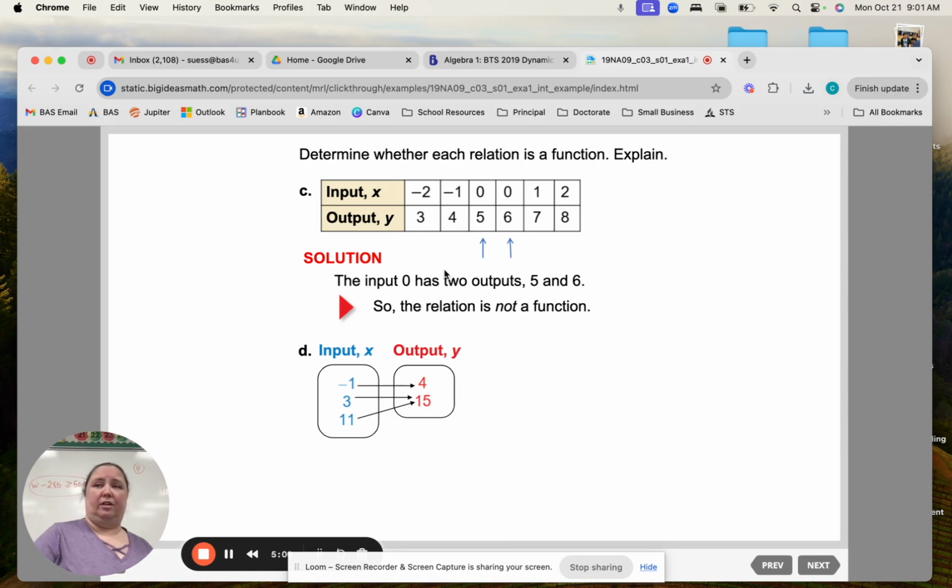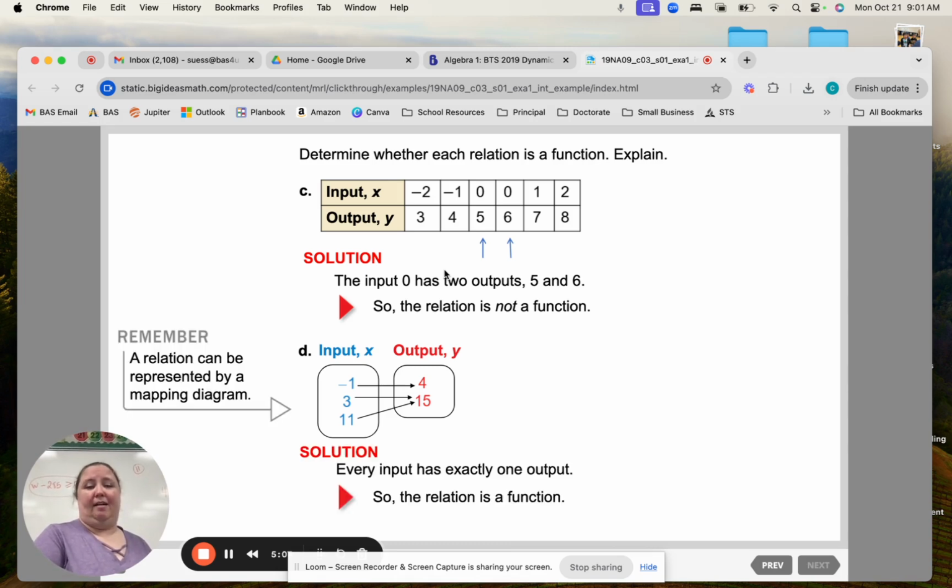Would this be considered a function? Yes, because of what I just told you. You can have one output equaling two different inputs. That's okay. As long as you're not having one input equaling two different outputs, you're fine. You would have seen this briefly in 7th grade. So this is also a function.